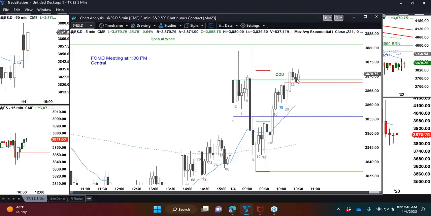Now the problem with the parabolic wedge argument, 1, 2, 3, is 15 and 16 is strong enough to increase the odds of at least a little bit higher. And the other problem is, typically when you get a parabolic wedge, it's common to get a micro channel that it pulls against. So with the market going above, with this current bar going above 23, it lowers the probability of the parabolic wedge argument.